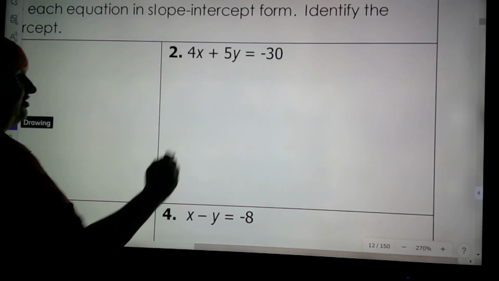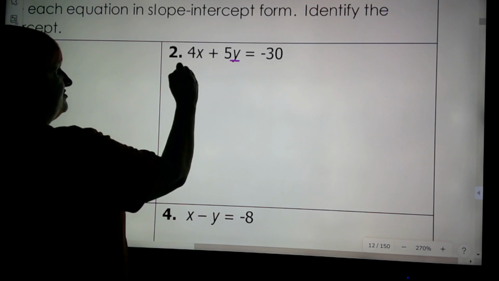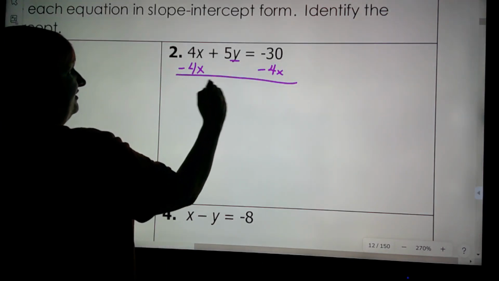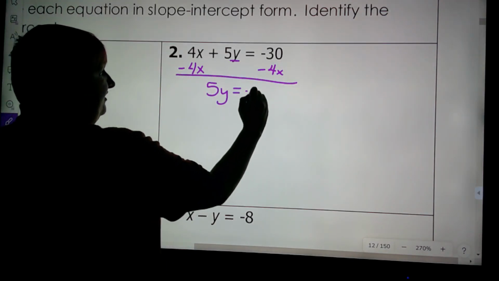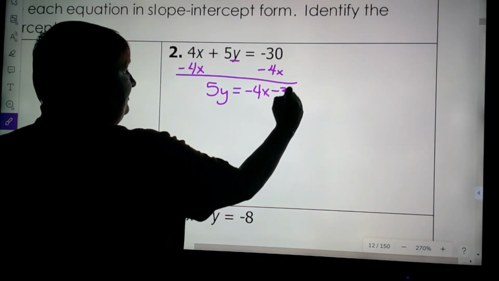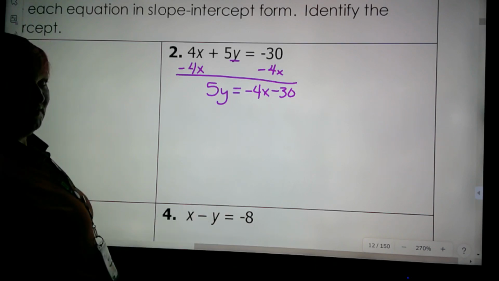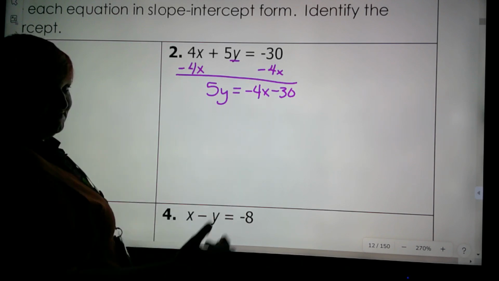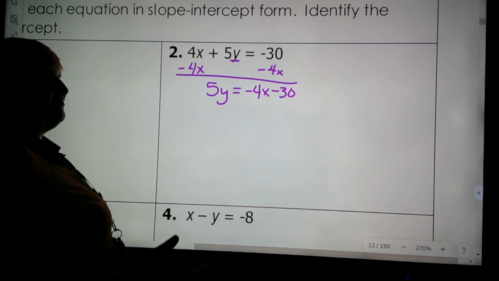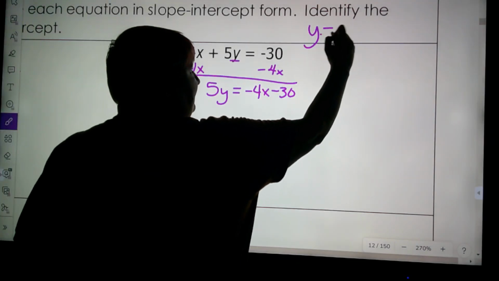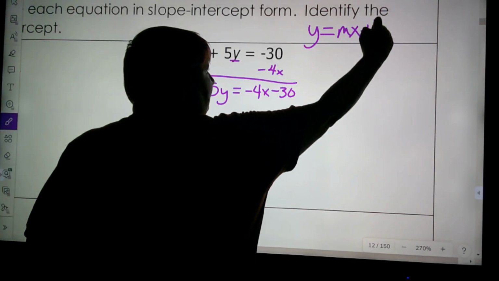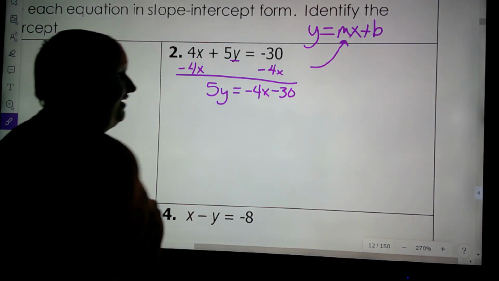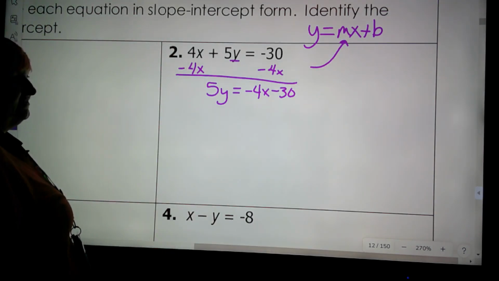Alright, again, solve for y. So subtract 4x to cancel it. That leaves you with 5y equals negative 4x minus 30. I didn't combine them. They're not like terms. I just brought them down. And I put the negative 4x before the negative 30 because that's how I need it in order to be in slope-intercept form. Right? I need it in that form. So I'm going to put the x and the coefficient first, right?